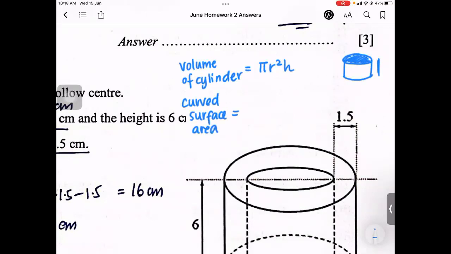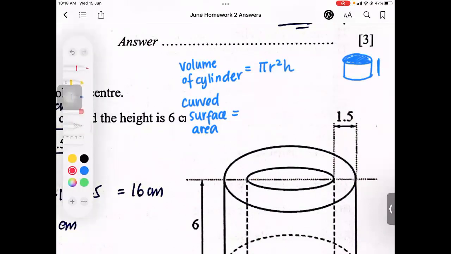Curved surface area of cylinder. If you open up the cylinder, it will actually become a rectangle. Where does this length come from? This comes from the perimeter. You cut up the circle, you open it up, it will become one full length. So this is a long rectangle for my curved surface area, which is 2 pi r, or some of you remember pi d, times the height of the rectangle, h.